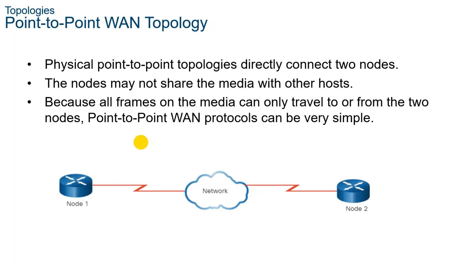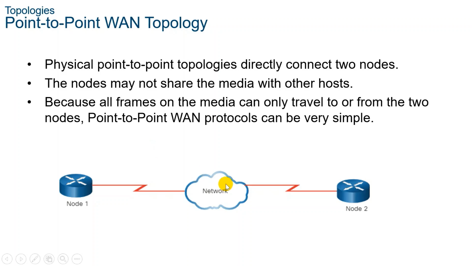The node places the frames on the media at one end, and those frames are taken from the media by the node at the other end of the point-to-point circuit. Note that a point-to-point connection over Ethernet requires the device to determine if the incoming frame is destined for this node.